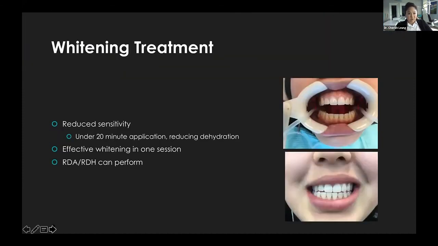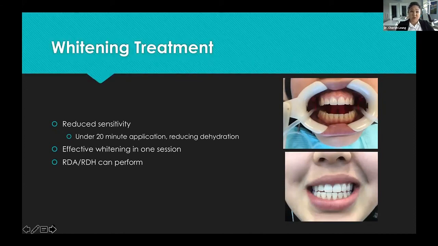And then whitening treatment, of course. This one actually has reduced sensitivity over other types of whitening that you can do. The reason is because the time limit on this application reduces dehydration, which is what causes a lot of sensitivity. It works really, really well. Effective whitening in one session, and also your RDA or RDH can perform it, so it decreases the chair time for you. So good option as well.